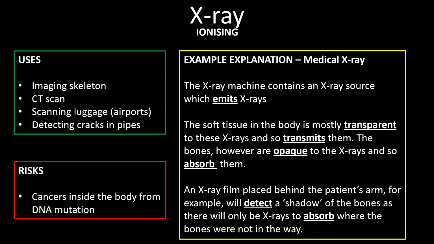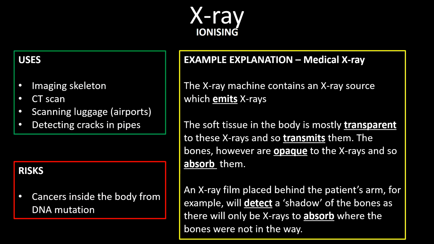Well, again, you have a source of X-rays that emits the X-rays. And the difference here, again, is the difference between how the materials behave with the X-ray part of the spectrum. The soft tissue in the body is mostly transparent to the X-rays, so it transmits them. That's why you can really see the sort of faint outline of the flesh on an X-ray picture. The bones, however, because they've got heavier elements in them, like calcium, are opaque to the X-rays. That means that the X-rays can't get through them, and so they're absorbed.